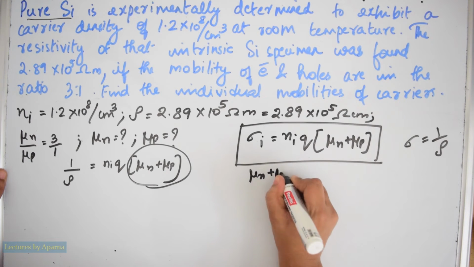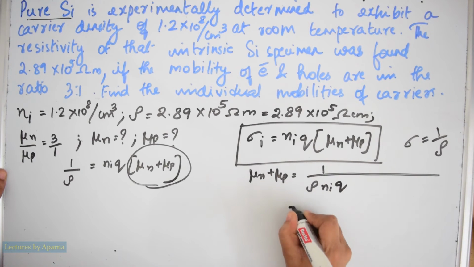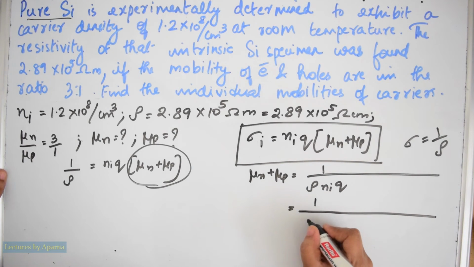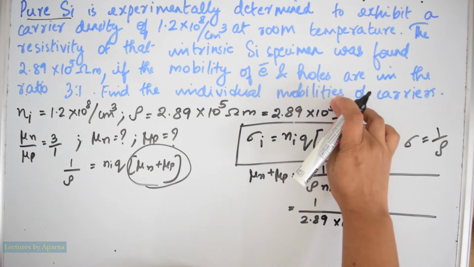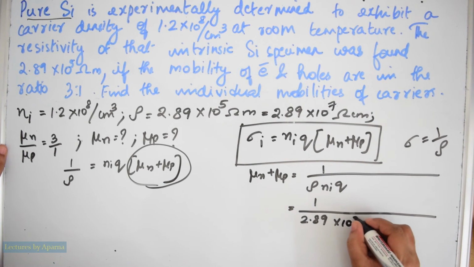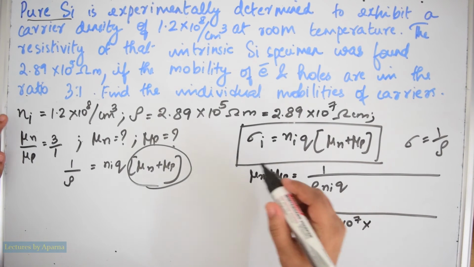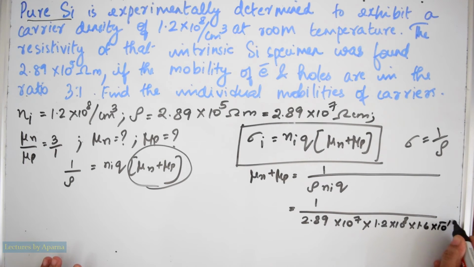Therefore, mu n plus mu p is equal to 1 by rho Niq, which will be equal to 1 by, the value of rho is 2.89 into 10 raised to 7 ohm centimeter, into Ni is 1.2 into 10 raised to 8, into Q is 1.6 into 10 raised to minus 19, which will be approximately equal to 1800.